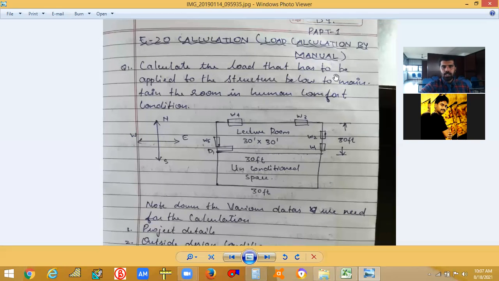Calculate the load that has to be applied to the structure below to maintain the room in human comfort condition. So this is our question. Here we have a lecture room and an unconditioned space. This is the same question that I gave you yesterday, but we are going to find out the heat load calculation by the E20 method, initially by the manual method.